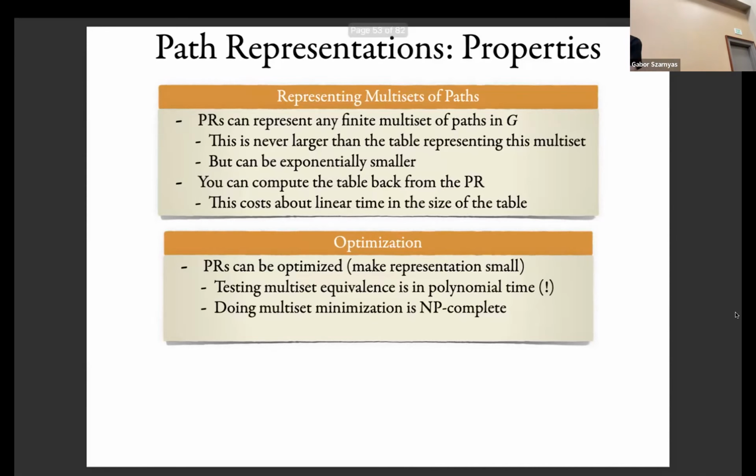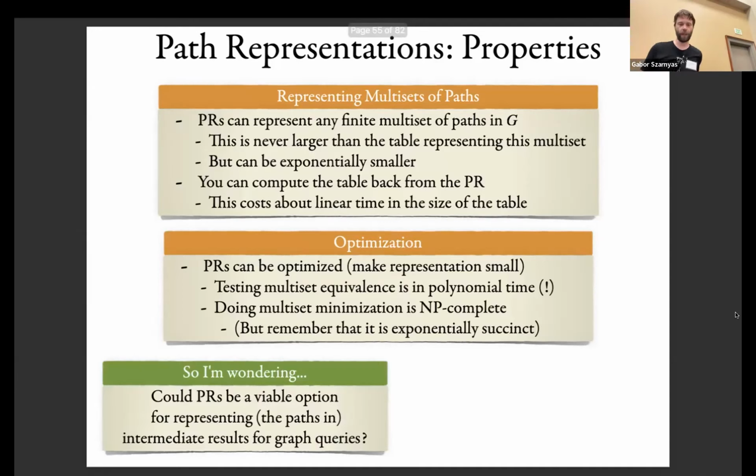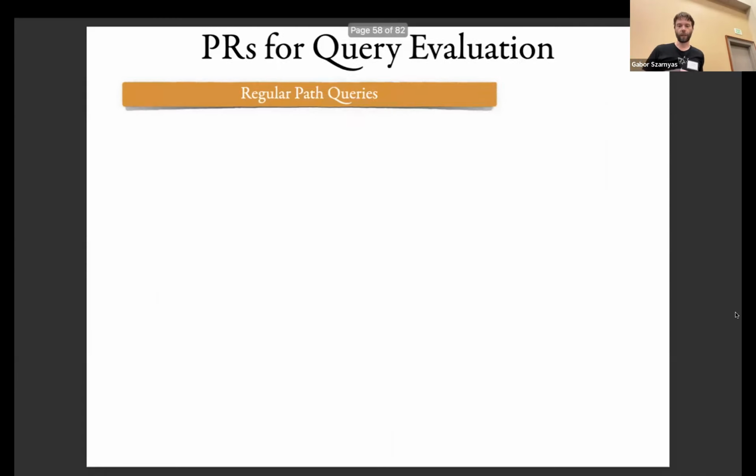Doing the real true minimization is NP-complete, but remember that we're working here with something that's exponentially succinct. If you would work with the table, you're working with an object that's exponentially larger anyway. So I'm wondering if this can be a viable option for representing paths in intermediate results for graph queries. We've also studied how this can actually be used. Until now, I'm just talking about representing sets of paths, so we've gone deeper and dug into how you can actually answer queries doing this.